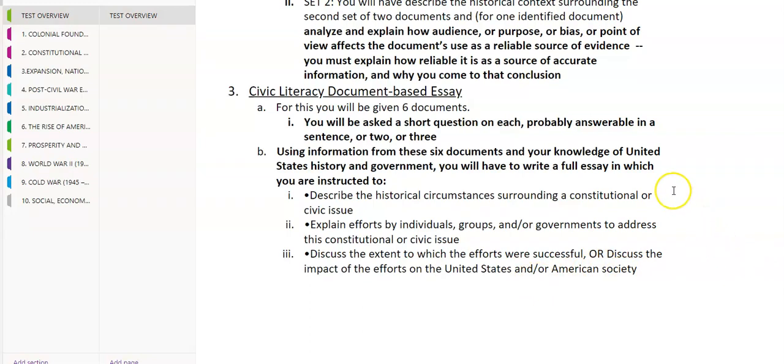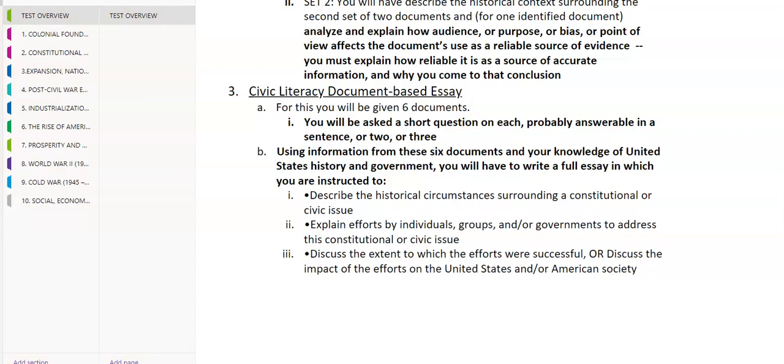So watch, you've got 3 tasks. You have to talk about what is the issue involved here. Second, you must hit something about the people or groups that attempted to address that issue, and then you have to discuss how successful they were at making change. If you don't hit all 3 of those items, you can't get full credit for the essay. You also have to use those 6 documents and outside information, which is to say, information you know that's not in the documents, but you remember from your U.S. history course. If you do all of those, you get full credit on that essay.